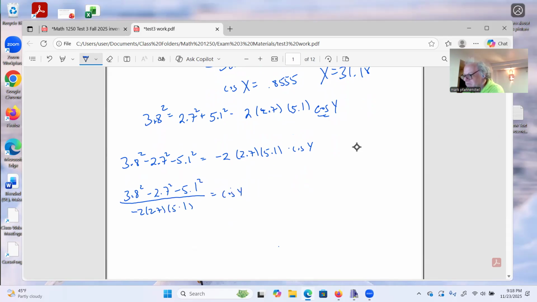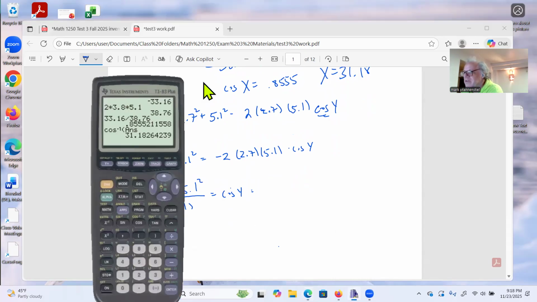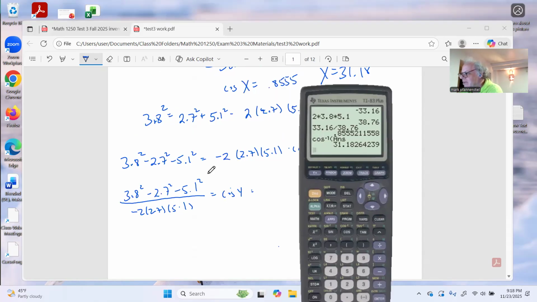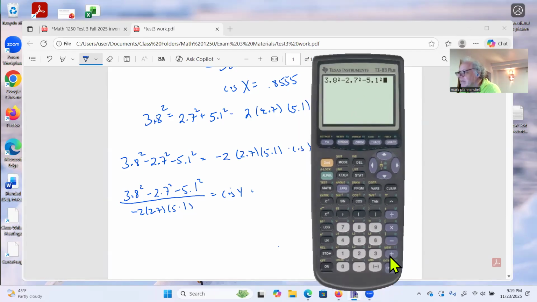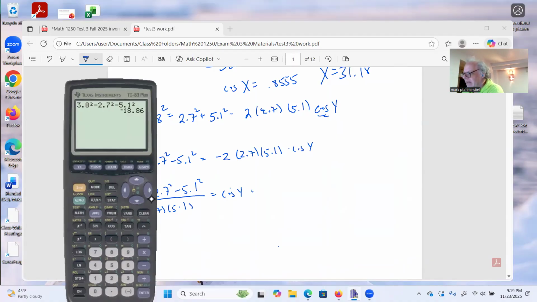This is equal to cosine of y. We're going to do the numerator and the denominator here. So what do we have? We have 3.8 squared minus 2.7 squared minus 5.1 squared. I'm just going to stop there and figure out what that equals. There you go, it's negative 18.86.